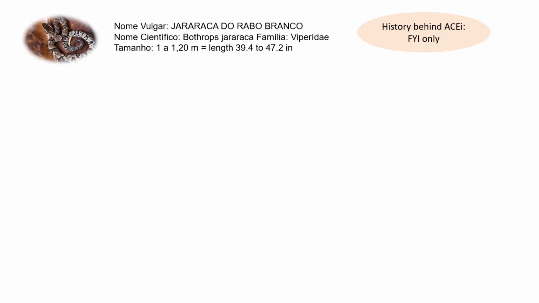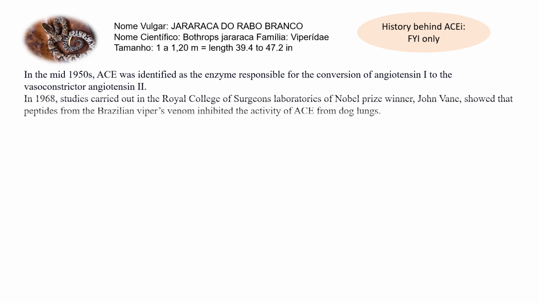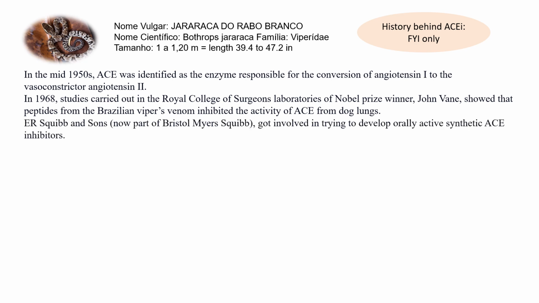Finally, a piece of history for those interested. In the mid-1950s, ACE was identified as the enzyme responsible for the conversion of angiotensin I to the vasoconstrictor angiotensin II. In 1968, studies carried out in the Royal College of Surgeons laboratories of Nobel Prize winner John Vane showed that peptides from the Brazilian viper's venom inhibited the activity of ACE from dog lungs.